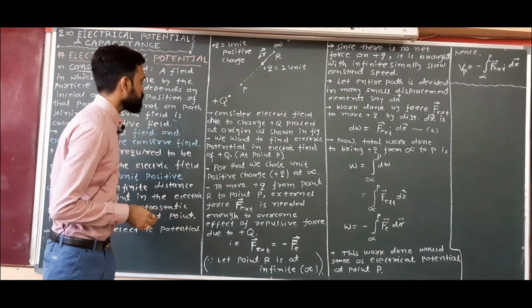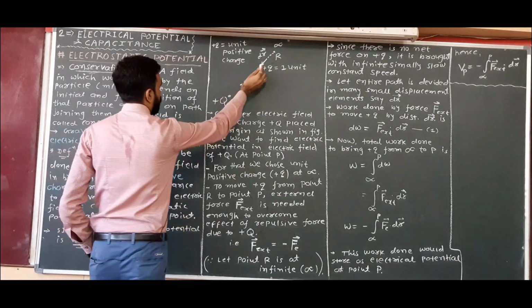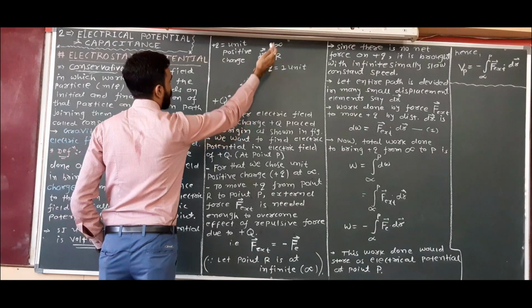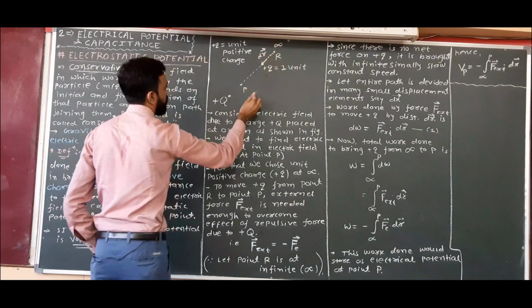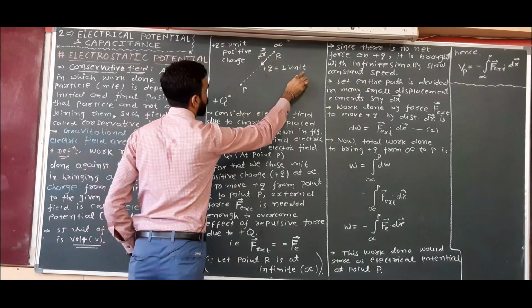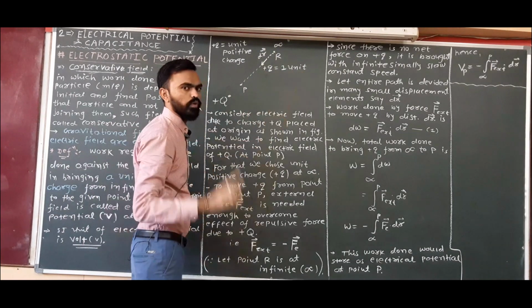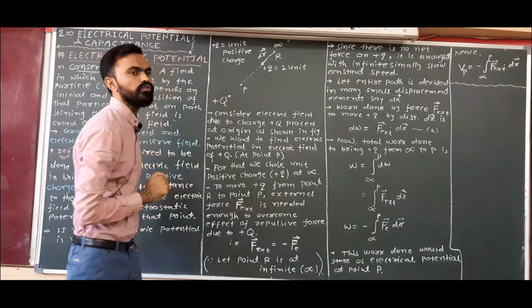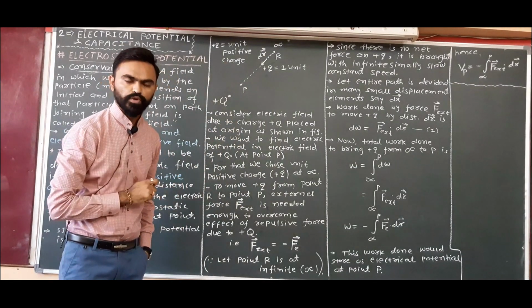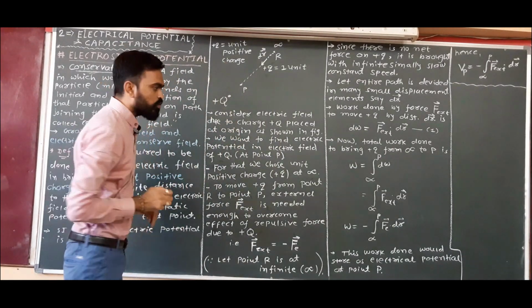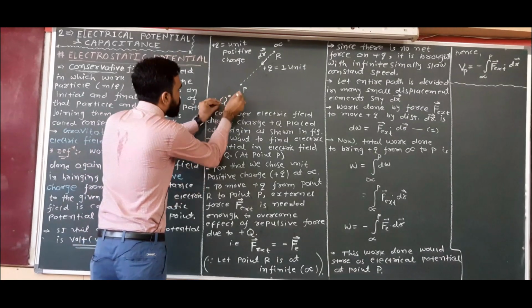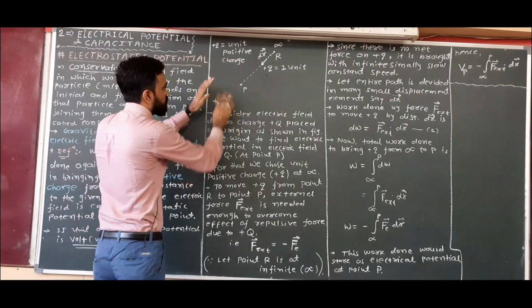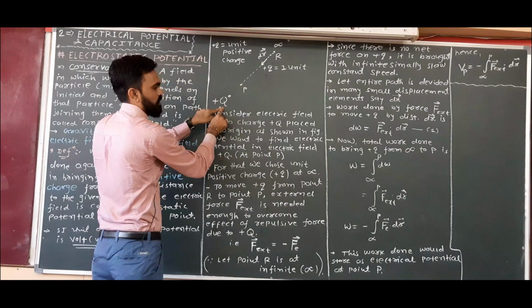So let us take this q from infinity here initially, having value 1 unit. How much? 1 unit. We call it a unit positive charge. What do we call it? Unit positive charge. Okay. Now I want to find out the potential at any point, at any position in the electric field of the source charge.